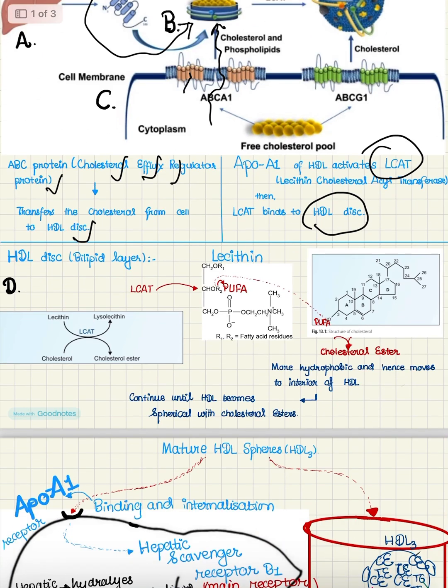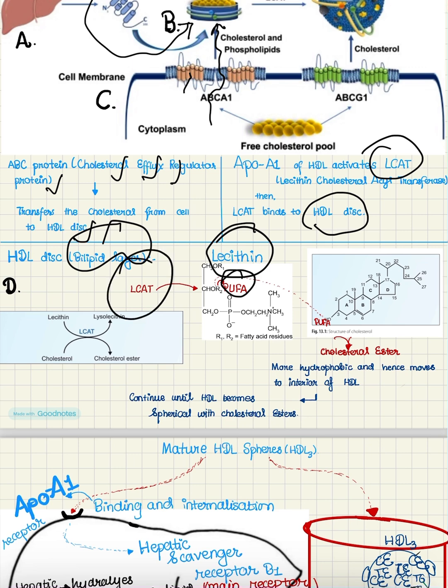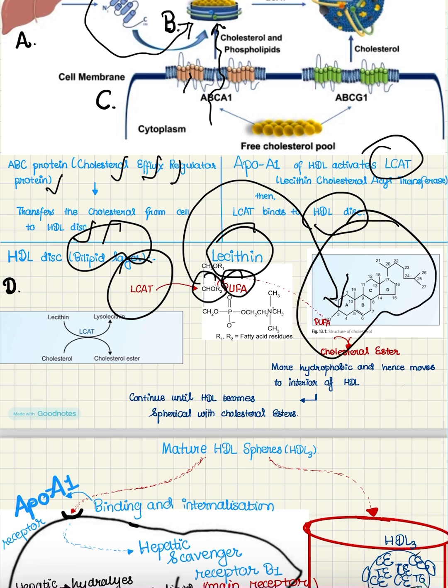In the HDL discs, in the bilipid layer, there is the presence of lecithin. At carbon number 2, lecithin has a polyunsaturated fatty acid. The activated LCAT can transfer the polyunsaturated fatty acid from carbon number 2 of the lecithin to the 3-hydroxyl group of cholesterol, and that cholesterol becomes cholesterol ester, and the remaining lecithin remains as lysolecithin.